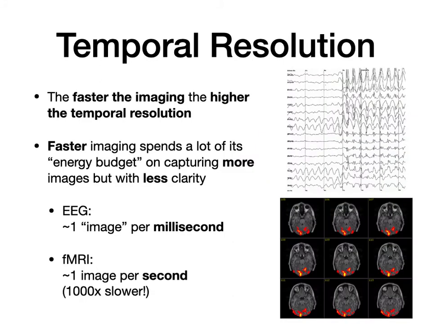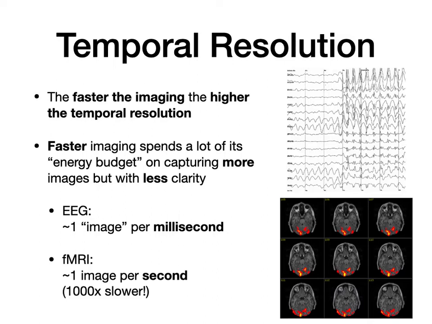Temporal resolution is very similar. It's just you're thinking along a different axis. You're thinking about time. So what's the minimum time between two events happening that I can detect a difference? The faster the imaging, the higher the temporal resolution. So faster imaging, it's spending its energy on capturing more images, but with less clarity.